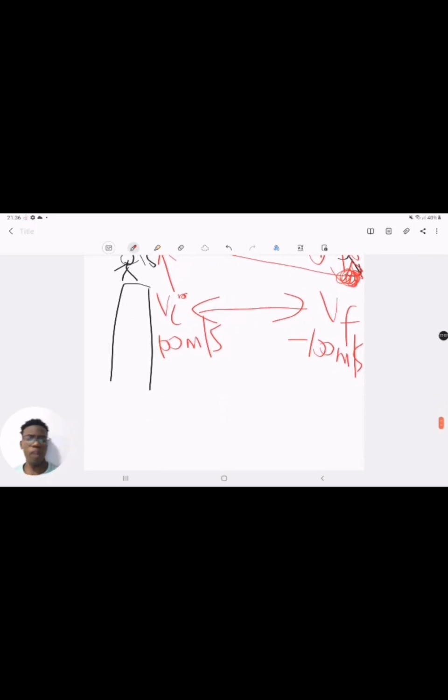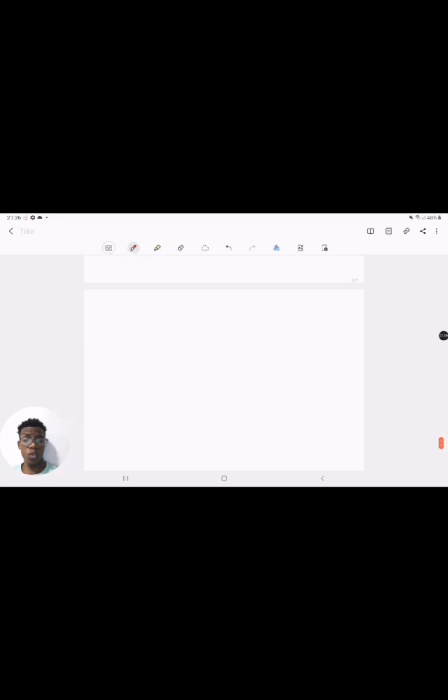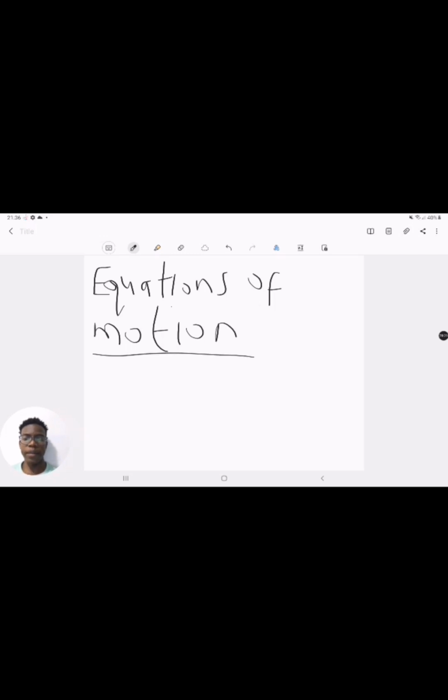Now, for this topic, we're going to do one example in this video, but for this topic, we have what we call equations of motion. Now, you don't have to memorize these equations, but you must understand them at least, right? So I'm going to spend a bit of time explaining them before I actually get to the example.